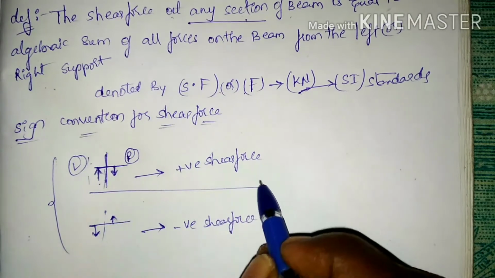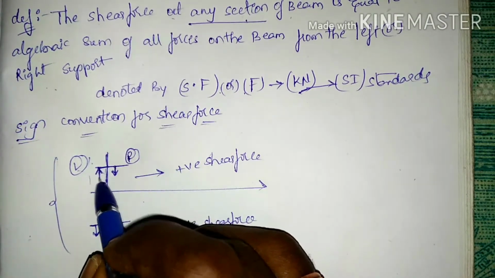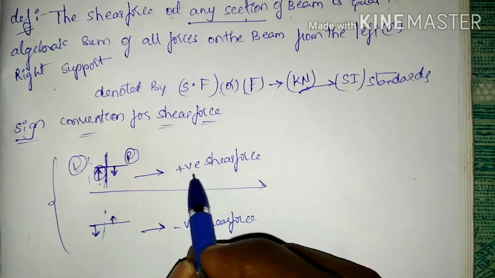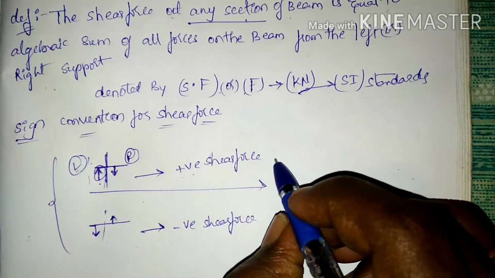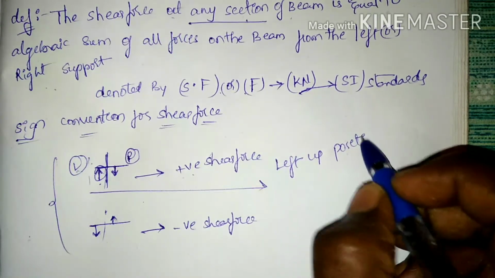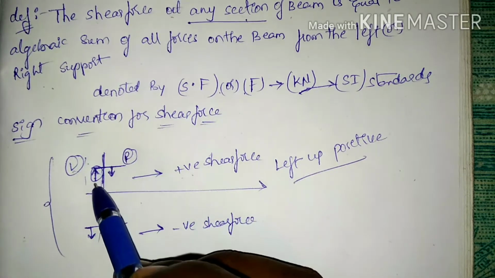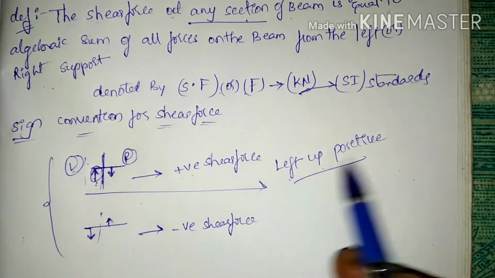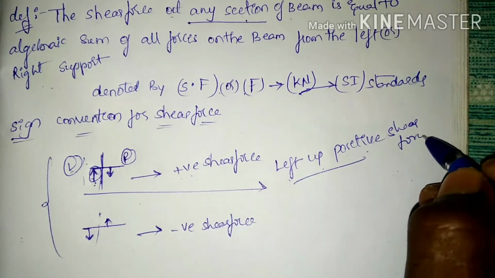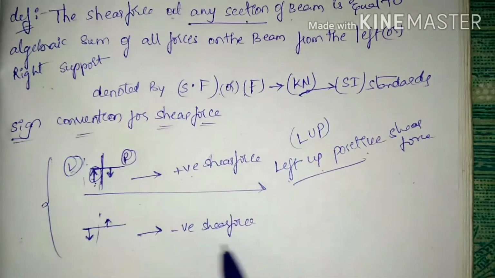This can be known as left side, left up, positive shear force. Left up direction, positive shear force. Let us consider left up, positive shear force. If the left support, left reaction or any left force is in the upward direction, then it is left up positive, that indicates that the shear force is positive. This can be remembered as LUP.